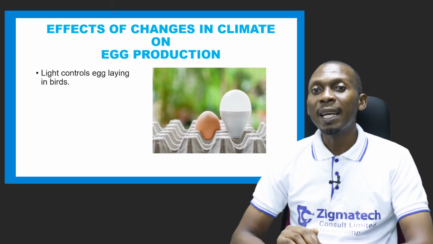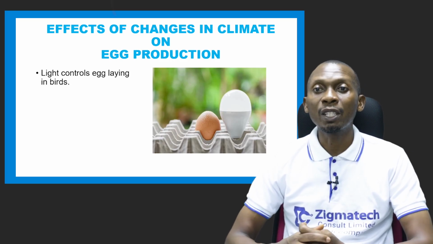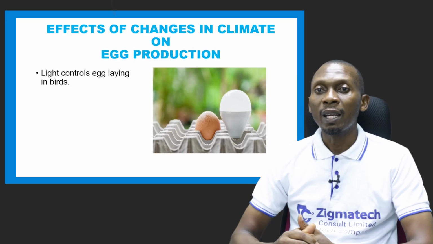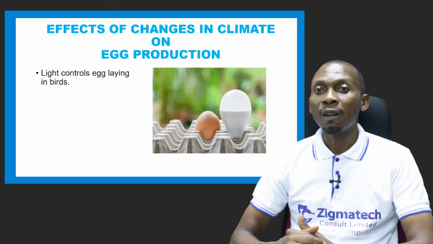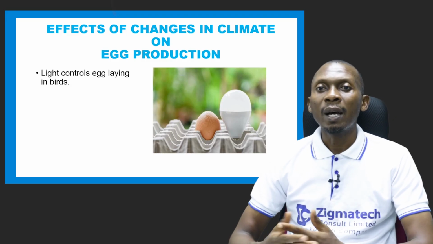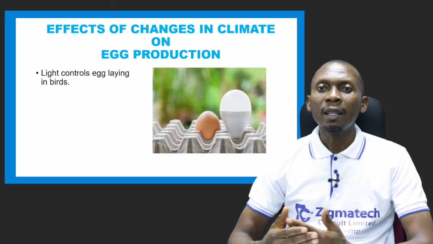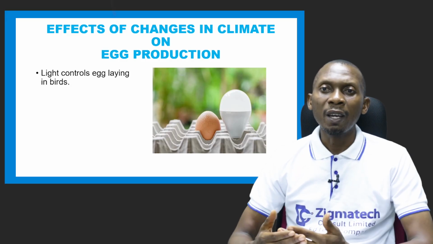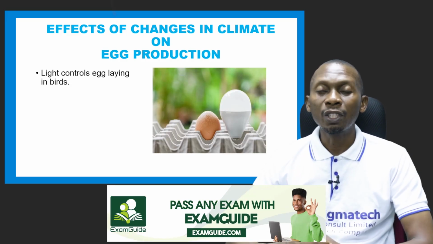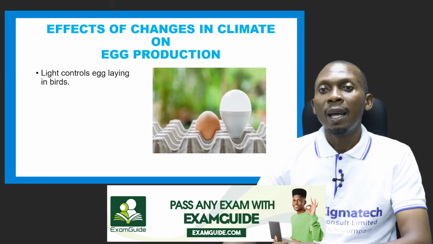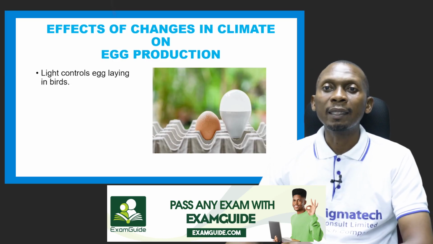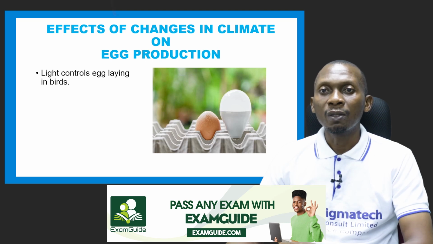Light controls egg laying in birds. Birds have to be exposed to light to encourage ovulation and then the formation of eggs. So as they eat into the night, the light also has a way of enhancing the rate of ovulation in birds, and this could also lead to good egg laying. So this is another way light affects egg production.